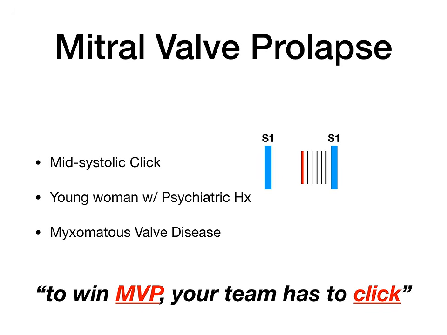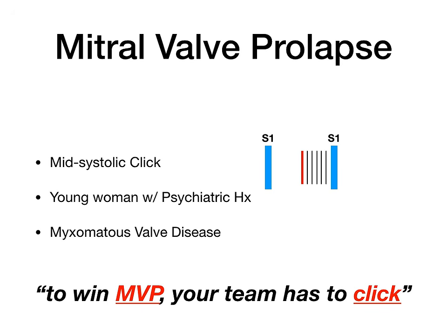The last murmur we're going to talk about is mitral valve prolapse, MVP. So mitral valve prolapse is high yield for a few reasons. One is that it has something called a mid-systolic click. Anytime you have a young woman with a psychiatric history, I want you to think about MVP. We're still trying to understand the relationship between psychiatry and cardiology, and it's very, very extensive. However, usually patients with MVP are young women who are anxious or depressed. Don't ask me why. I cannot tell you why, but that is the association. So keep that in the back of your mind.